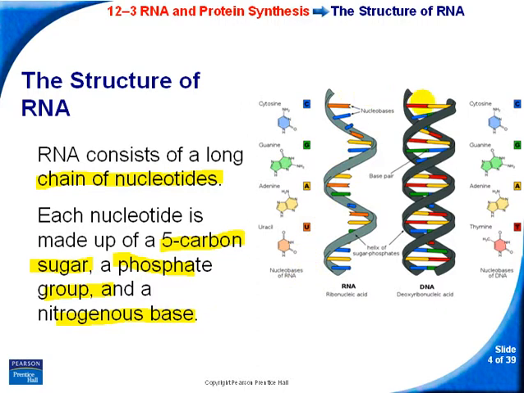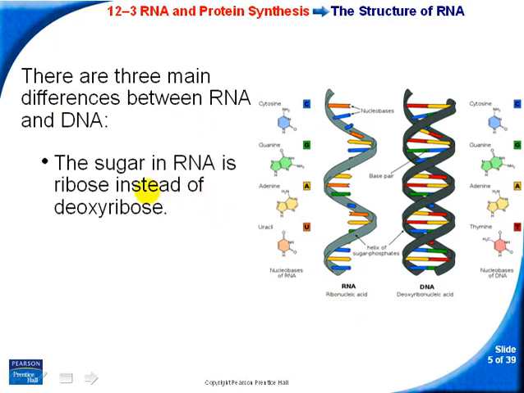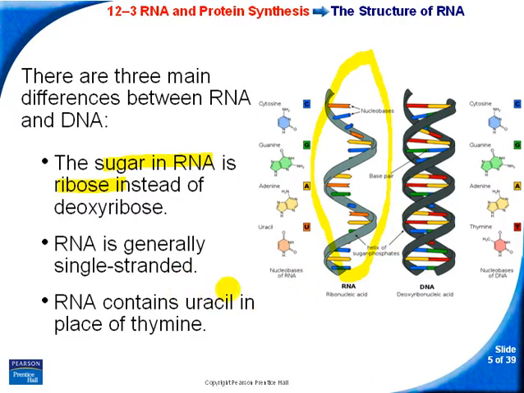And here's a picture of DNA right here. Here's a picture of RNA, and right away you should notice a couple differences. The three main differences: the sugar in RNA is ribose, not deoxyribose. The RNA is single-stranded. See, there's only one strand here. DNA has 2 strands. And lastly, RNA contains uracil, but not thymine.